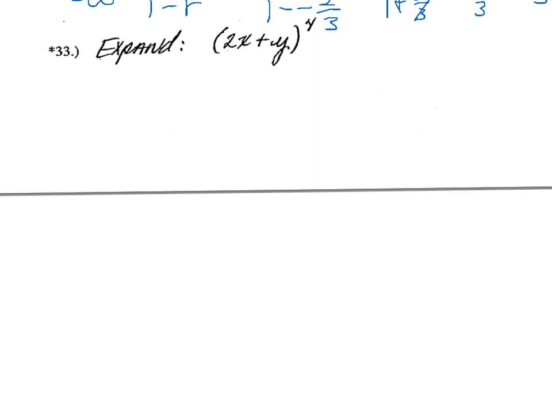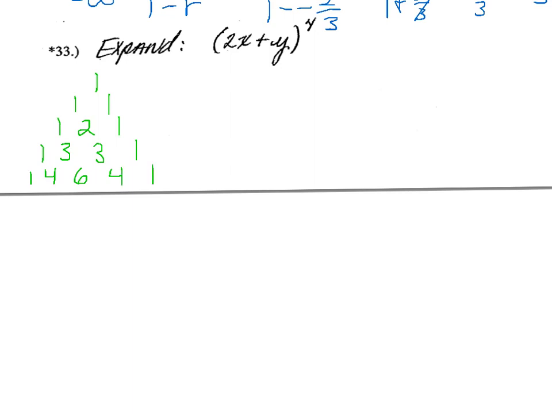For number 33, we want to expand the binomial 2x plus y raised to the fourth. And to do this, we want to remember about Pascal's triangle because we'll need to use the fourth row of Pascal's triangle to get our coefficients. So to create Pascal's triangle, we start with a 1 and then 2 more 1s. And then you always start your row with a 1 and then add the 2 above it. So 1, the next will be 3, 1 plus 2 is 3, and then 3, and then 1. And for the fourth row, we have a 1, a 4, a 6, a 4, and a 1.